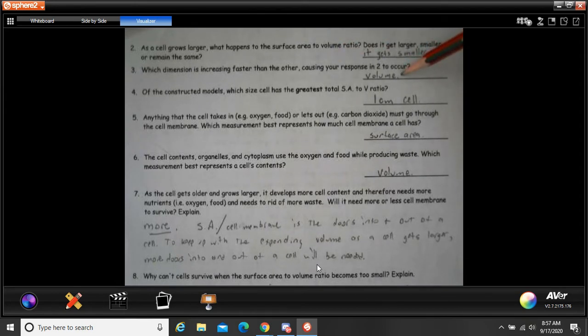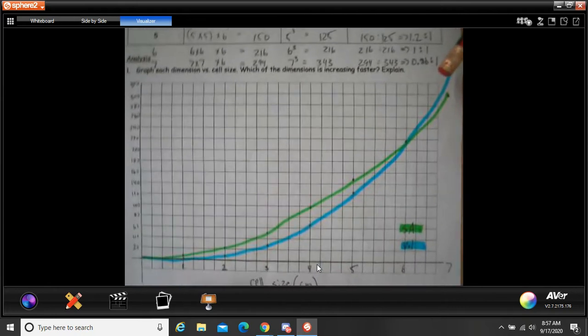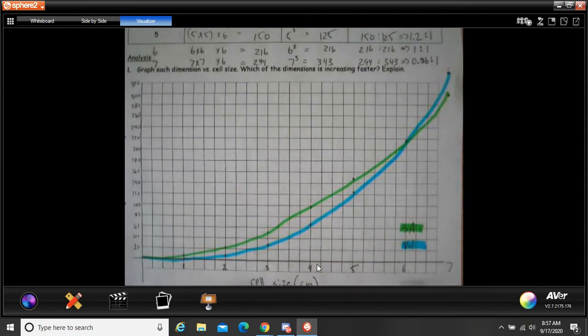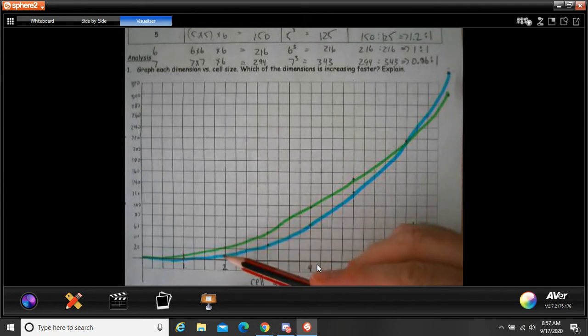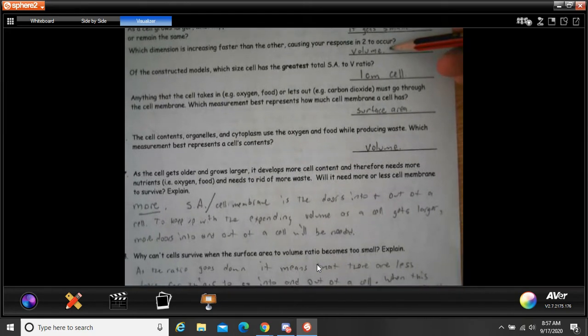Now, this was coming from the graph itself for the most part. It's easier to visualize, and we can use my graph to see that. As the cell gets larger, I can see that they're both increasing, of course, but we'll notice that the blue line gets to a higher point. If you even look at 8, the blue line is going to be much farther up than the green line, so we know that the blue line is increasing faster, and that's volume. So our volume is increasing faster than the other.